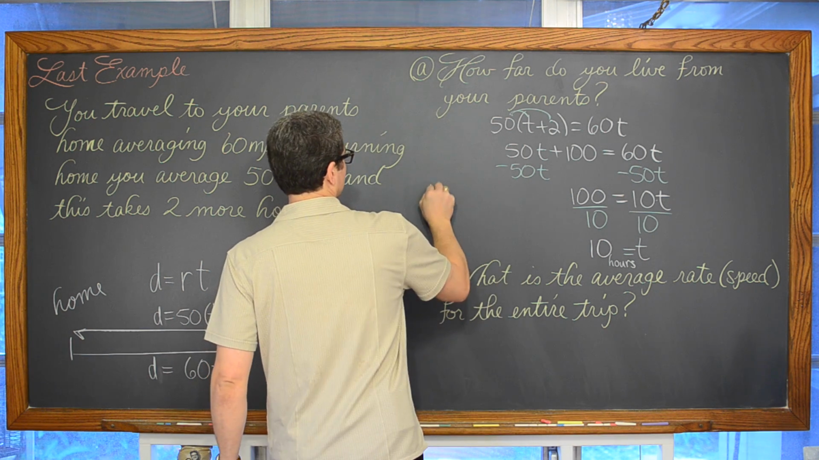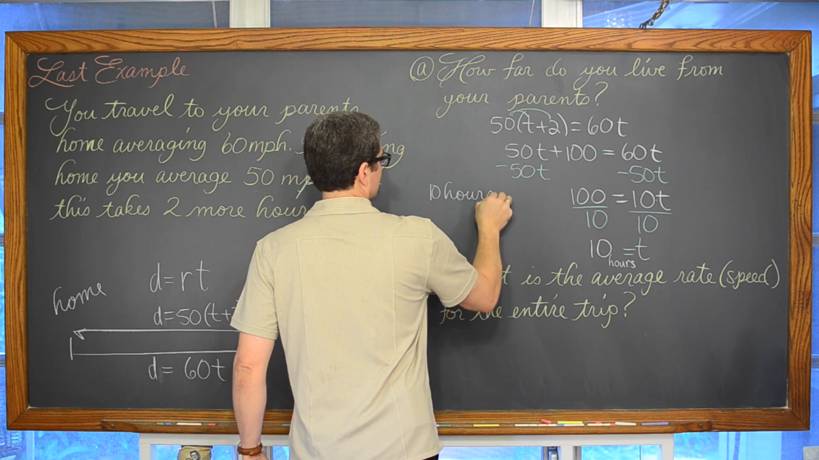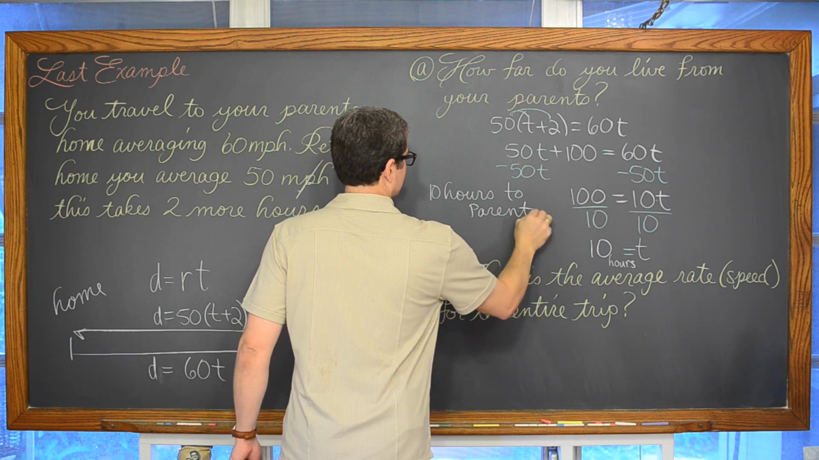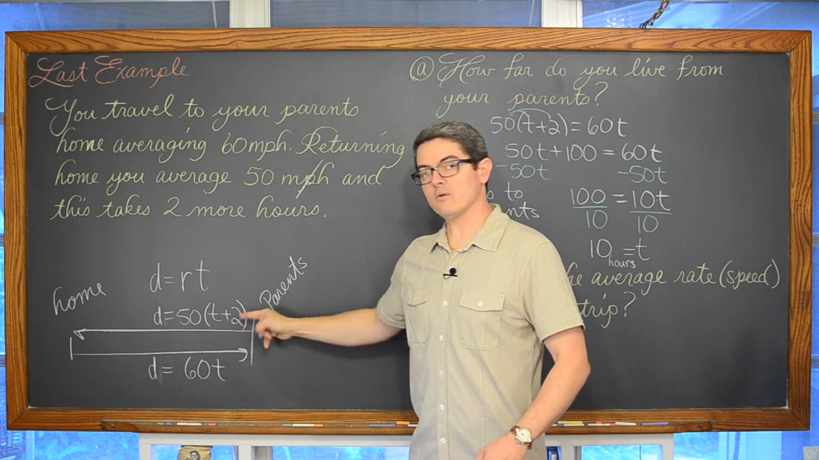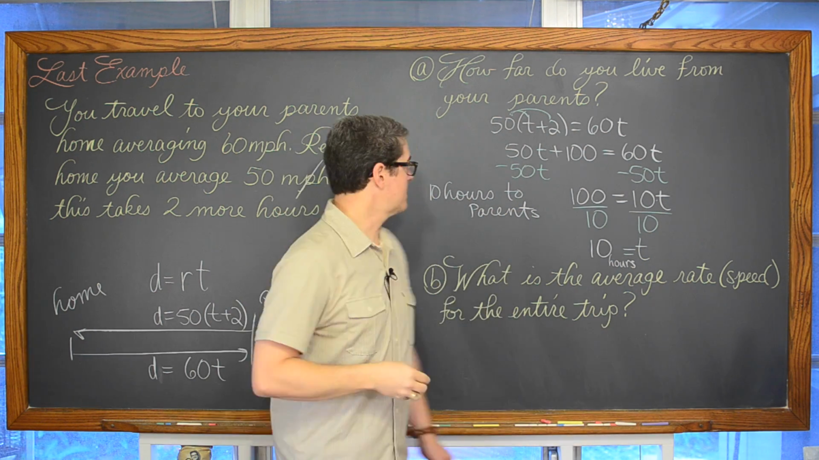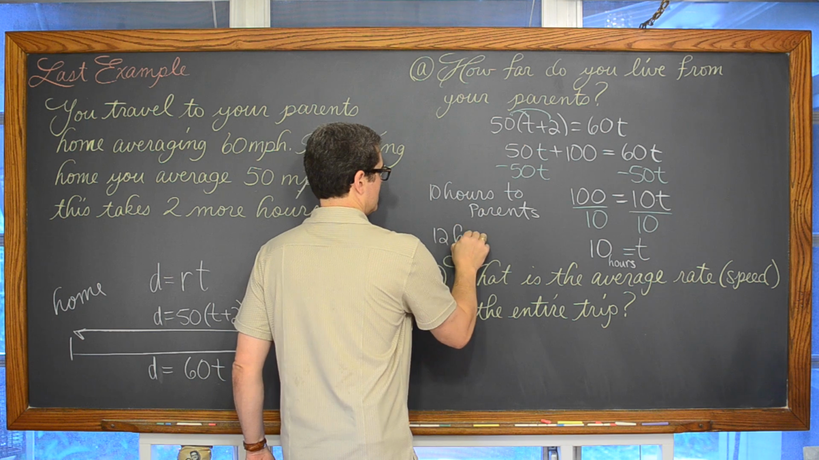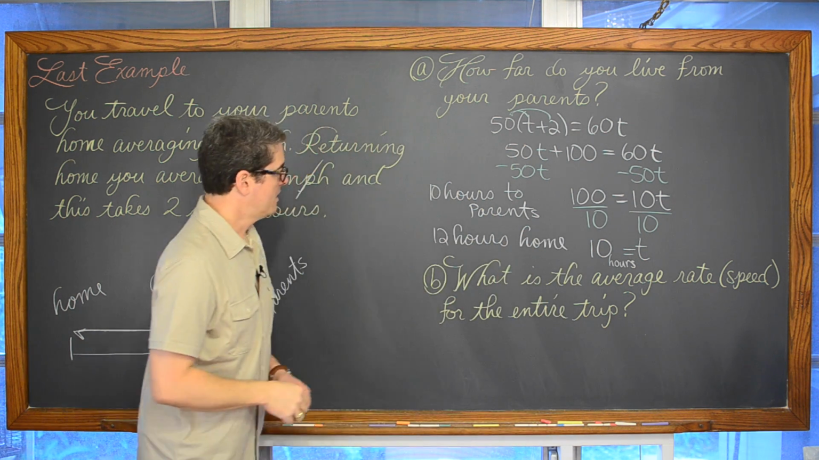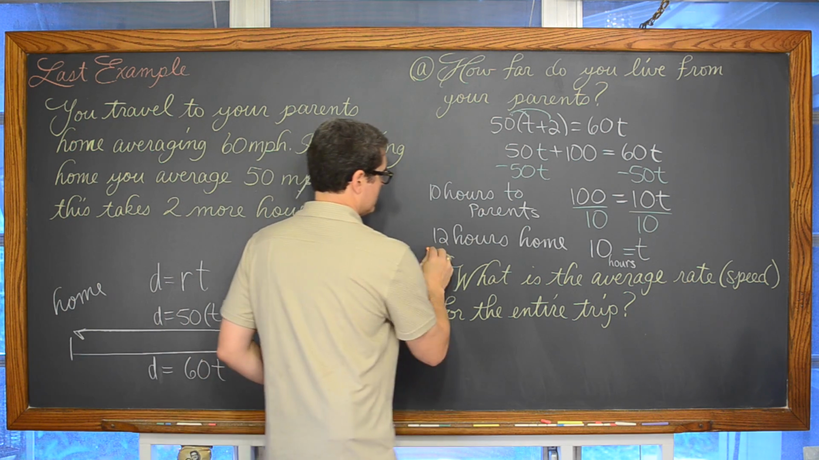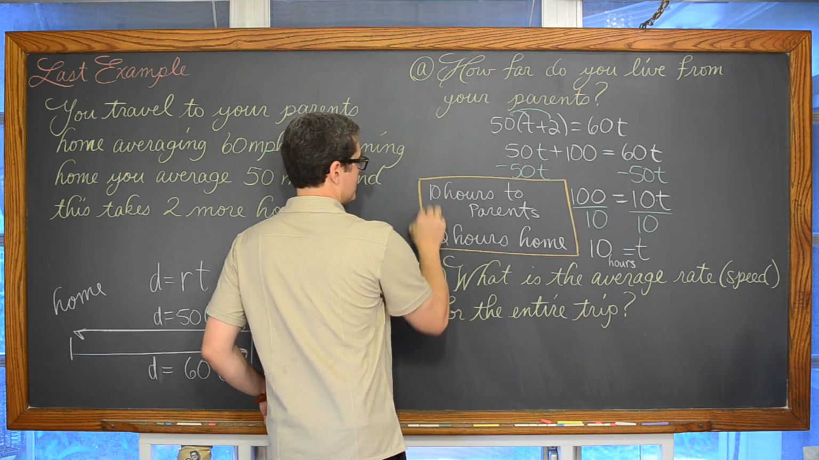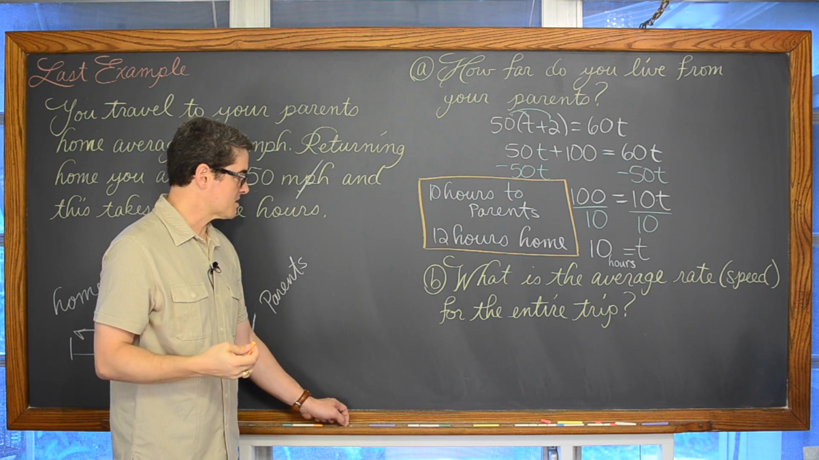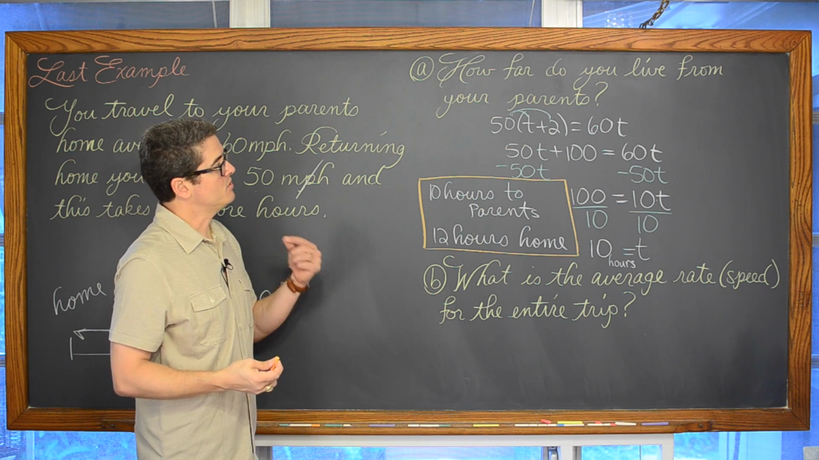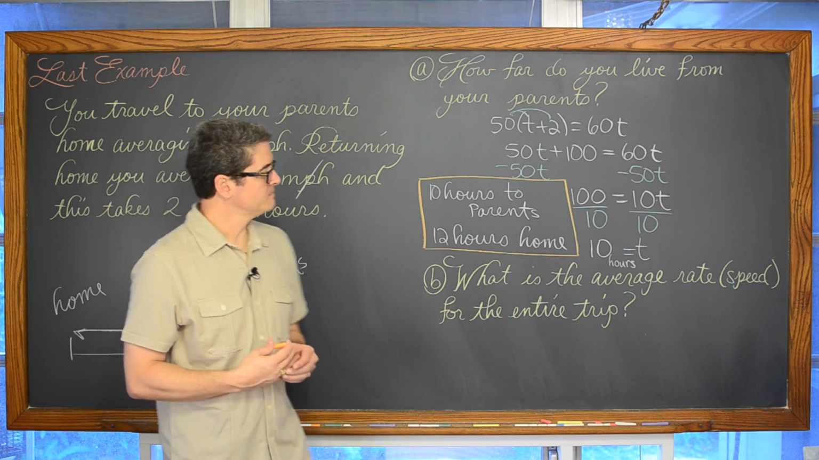So it was 10 hours to your parents' house, and it took you 2 more hours to get home. Well, that means that it was 12 hours to get home. Now, I'm taking some time to write some values out in context of the actual problem, but I don't think I actually answer the question yet. How far do you live from your parents' home?